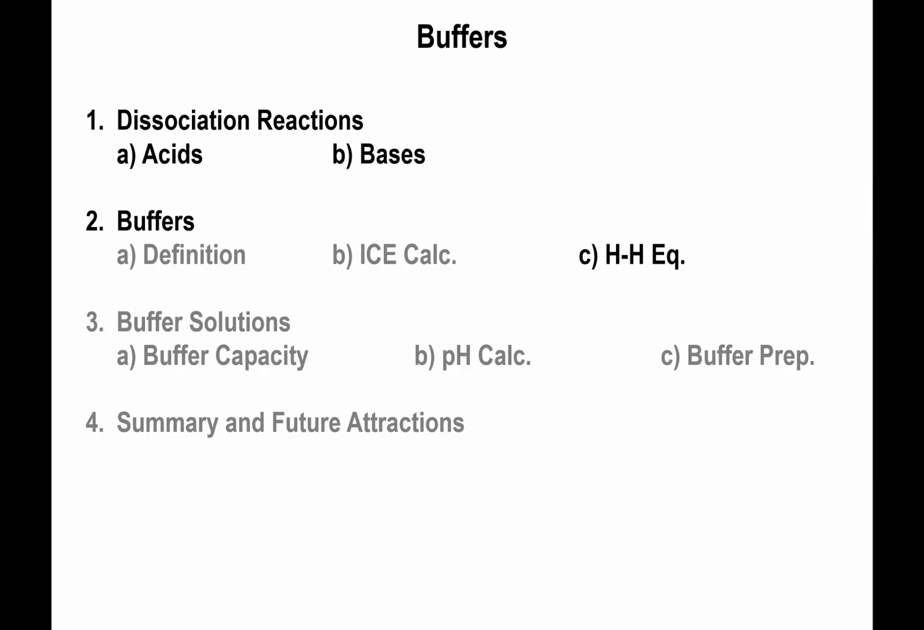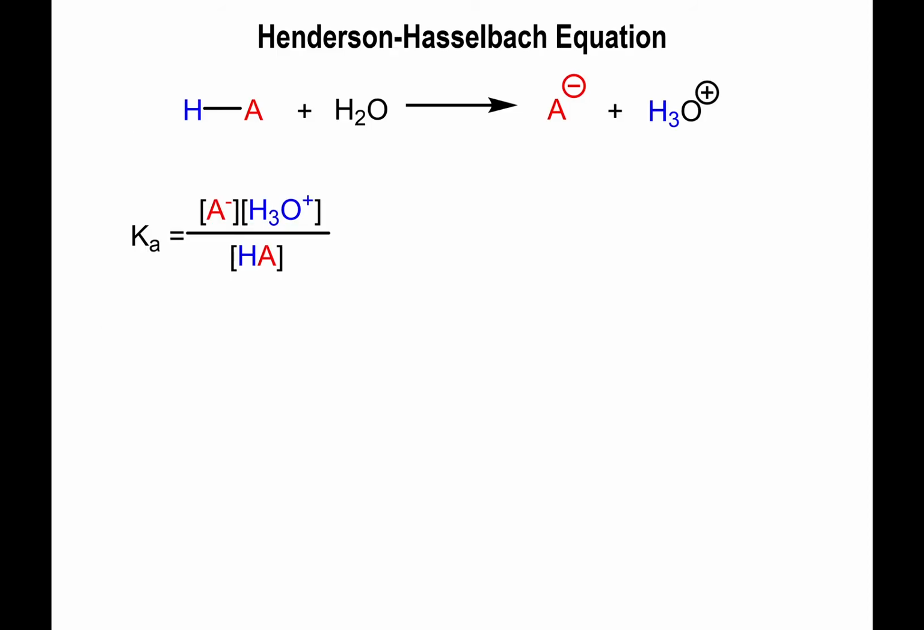But I'm going to show you a different way of approaching this, which in some ways is more slick and more to the point. This is known as the Henderson-Hasselbalch equation, or the HH equation. The entire premise for this is based on the fact that we're dealing with the dissociation of an acid in water, yielding conjugate base and hydronium. If you write the Ka expression for this equation, you have A minus times hydronium divided by HA.